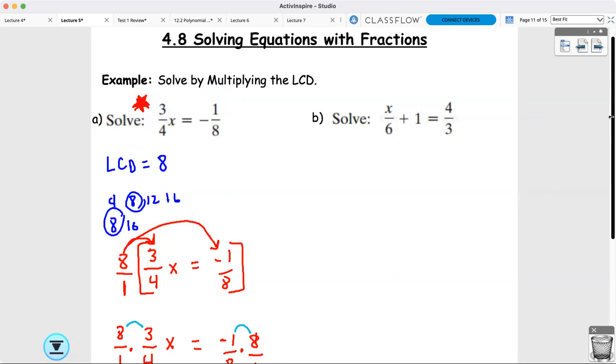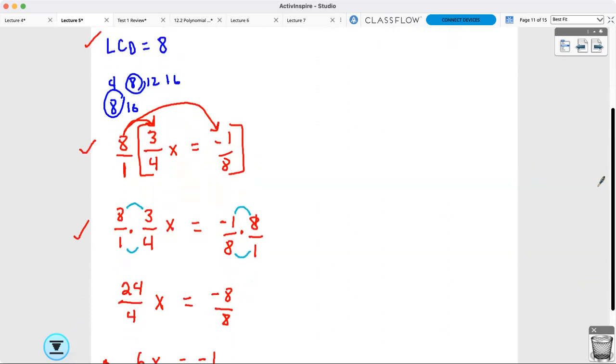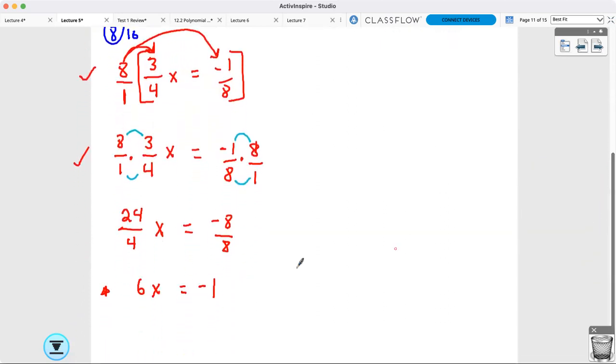Yes, the procedure was a little intense, but 1, do we know how to do LCD? Yes. Well, 2, do we know how to distribute? Yes. 3, do we know how to multiply fractions? Yes. So these are all things that we've done before. So there's nothing new here. But guess what? We're not done yet.